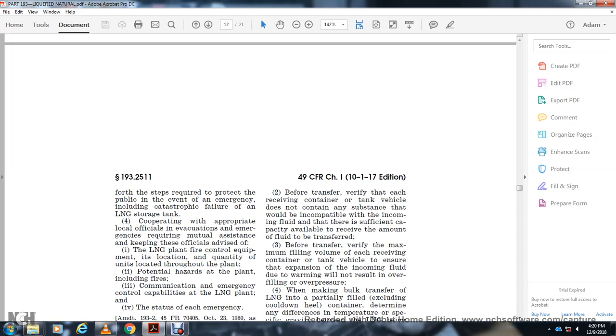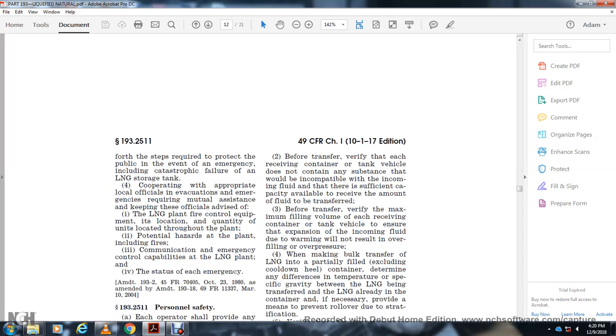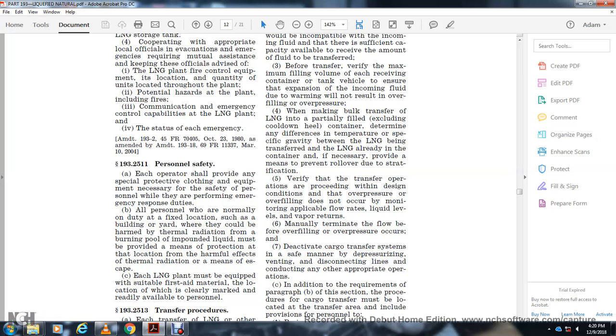Liquid natural gas plant fire control equipment is located according to the quantity of units located throughout the plant and the potential hazards of the plant, including fires, communicating emergency control capability of the liquid natural gas plant and the staff. For emergency personnel safety, each operator shall provide special protective clothing and equipment necessary for safety.